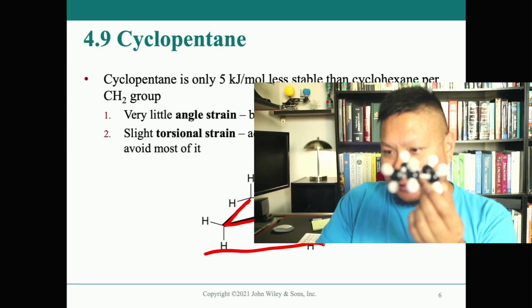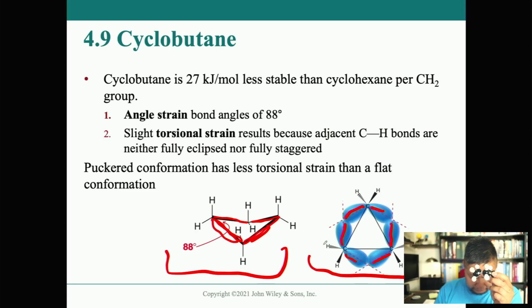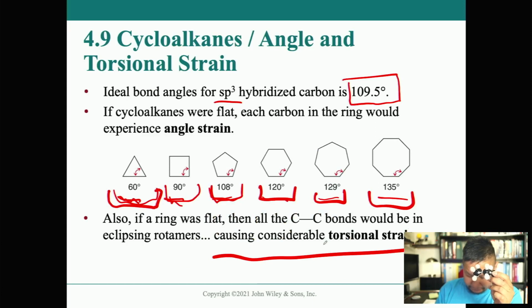So cyclopentane, if I move my head, make my head a little smaller, figuratively and literally, no, I'm just kidding. Cyclopentane is only 5 kilojoules per mole less stable than cyclohexane per CH2 group, right? Which is pretty close, right? Because remember, the bond angle for cyclopentane was it 108? Yes, 108 degrees. So that's why it's not that different.